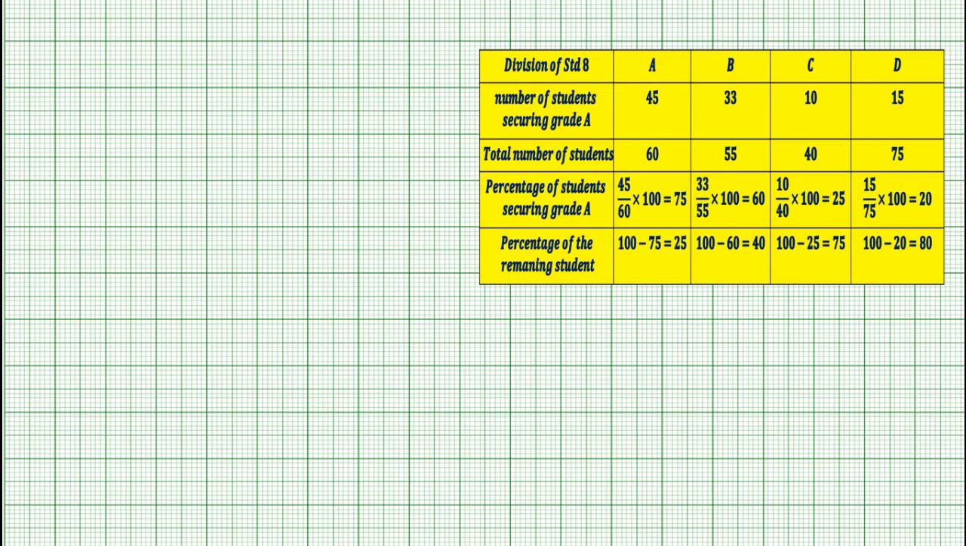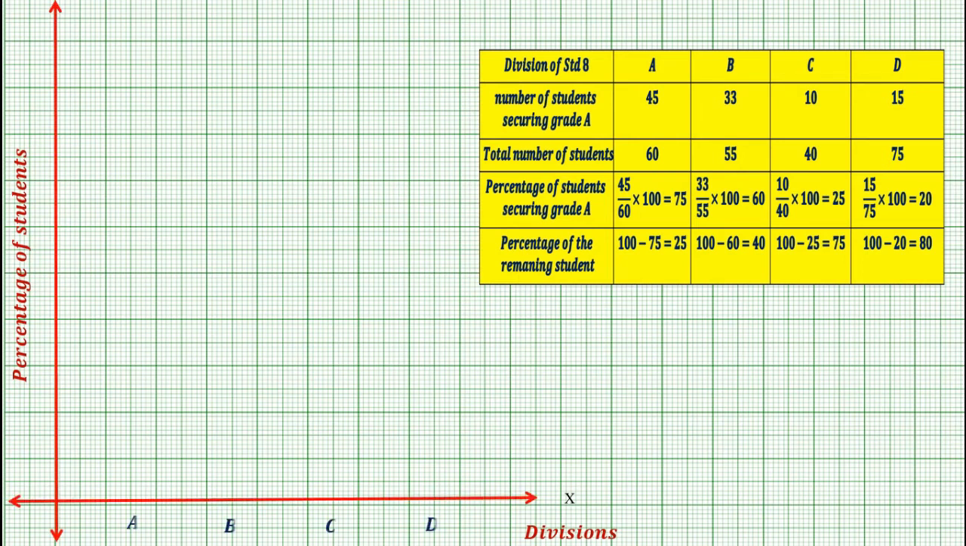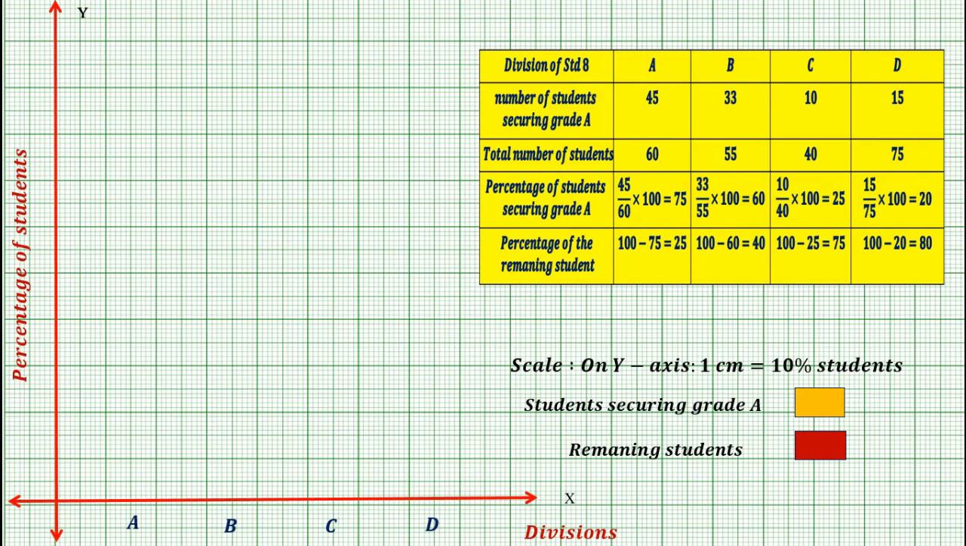bar graph. Okay, so here we are supposed to mark out first x and y axis, and on x axis we are marking the A, B and C division, and on y axis we are marking the percentage. Okay, now you are looking there on y axis 1 centimeter for 10% of students here.